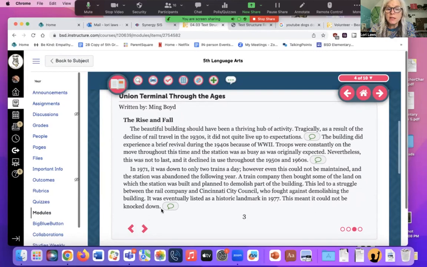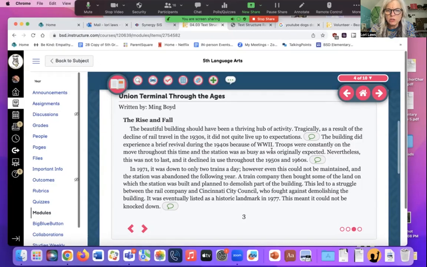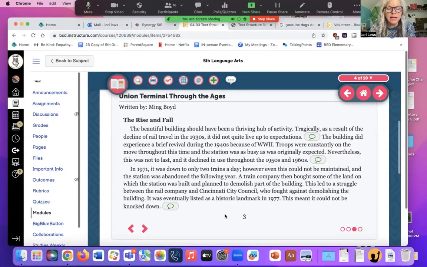The beautiful building should have been a thriving hub of activity. Tragically, as a result of the decline in rail travel in the 1930s, that's because people were getting cars, it did not quite live up to expectation. The building did experience a brief revival during the 1940s because of World War II. Troops were constantly on the move throughout this time, and the station was as busy as was originally expected. Nevertheless, this was not to last, and it declined in use throughout the 1950s and 1960s. In 1971, it was down to only 2 trains a day. However, even this could not be maintained, and the station was abandoned the following year.